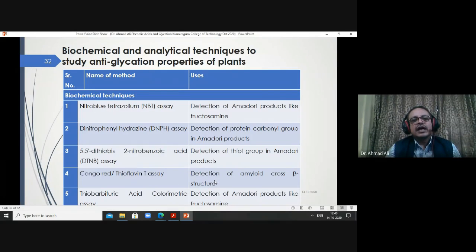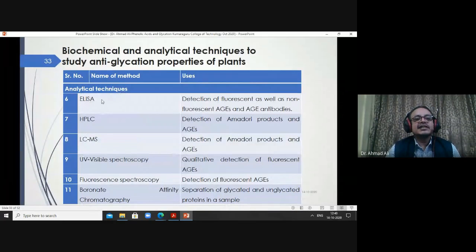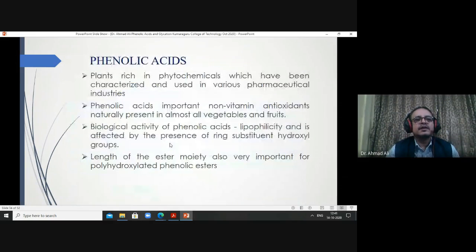Then we have assays for the measurement of aggregation, which is caused due to glycation. We have TBA to measure the harmful effect of this glycation on lipids. Then we have some analytical techniques like ELISA, HPLC, LCMS, fluorescence spectroscopy, and boronate affinity chromatography. We have used some of these techniques and assays to measure the amount of glycation products generated in the assay mixture and the in vitro anti-glycating properties of the plants and natural compounds which are available in the body.